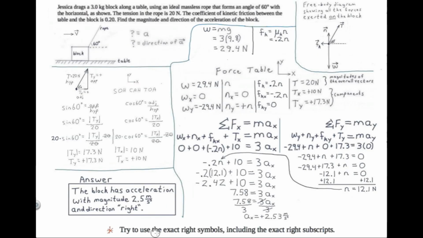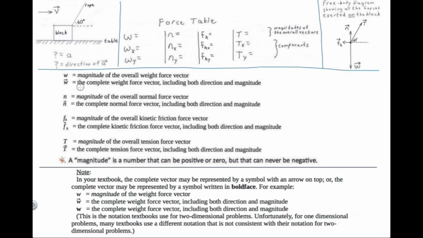Try to use the exact right symbols, including the exact right subscripts. Use x and y subscripts to distinguish the components from each other. Use careful symbols to distinguish each of the forces from each other. A vector symbol written with an arrow on top stands for the complete vector, including both direction and magnitude. A vector symbol written without an arrow on top stands just for the magnitude of the vector. And remember that a magnitude is a number that can be positive or 0, but that can never be negative.